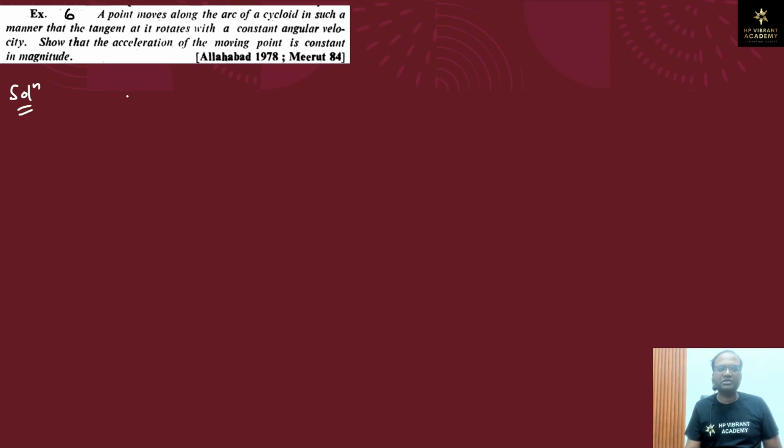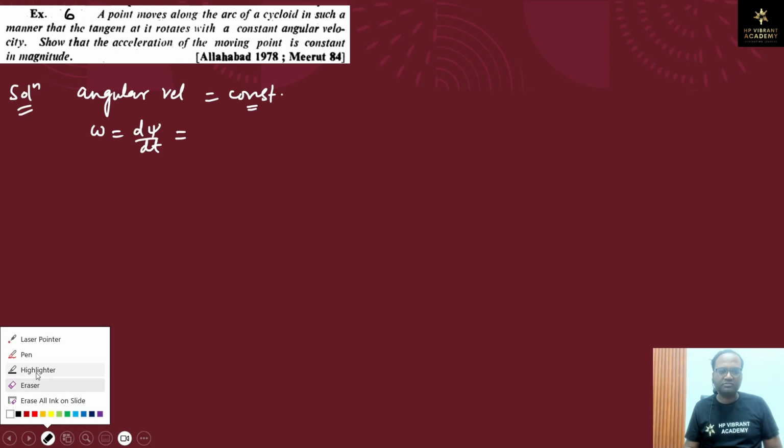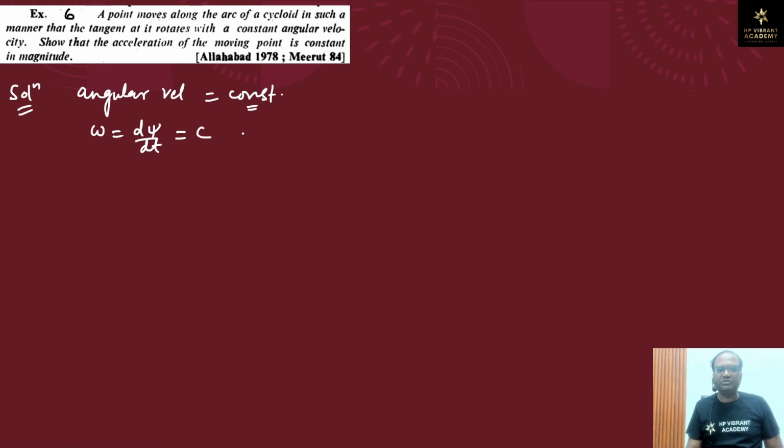What is given in the question is that a point moves along an arc of a cycloid in such a manner that the tangent at it rotates with a constant angular velocity. So the angular velocity is constant. We can write angular velocity as omega is equal to d psi upon dt, where psi is the angle of rotation. Let us take the constant as c. So this is equation 1.